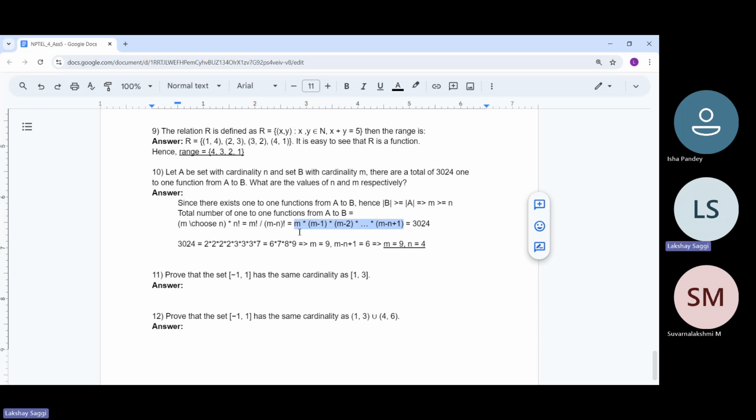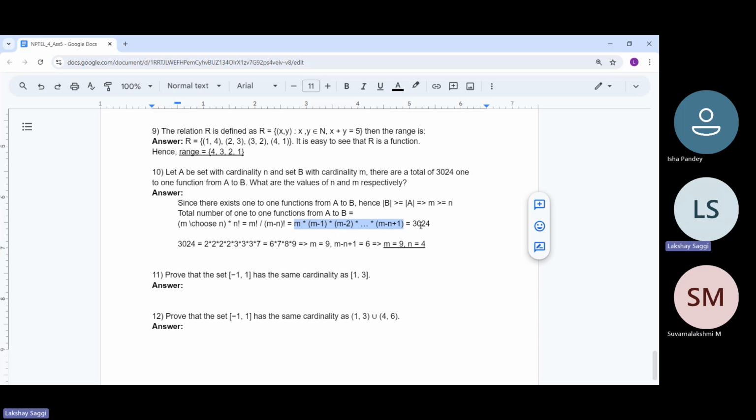And note that these are just consecutive integers of whom we are taking the product, right? So we have some consecutive integers on which we take the product and we obtain the total number of functions from A to B. And this is given to us as 3024. So we need to break down 3024. There can be more than one way, but we just wanted one possible value for n and m, right?